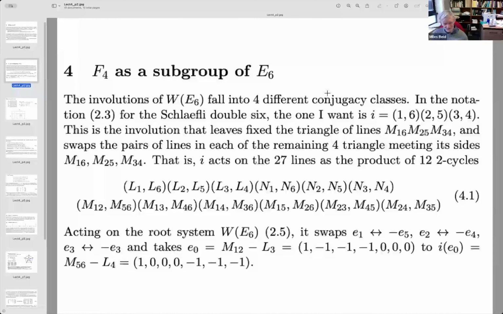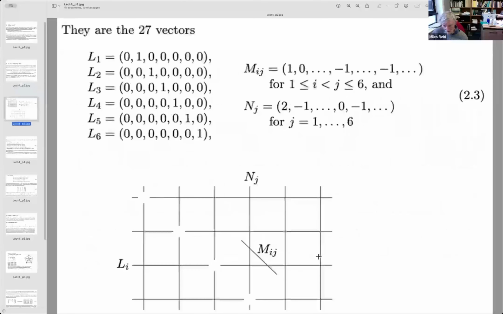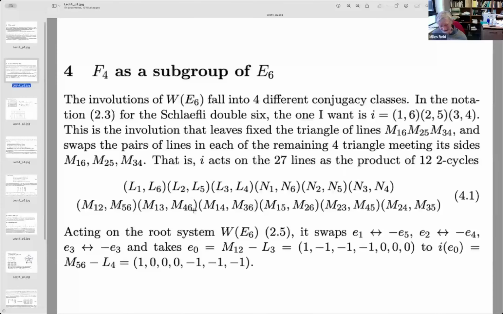I had a student visit at that time. So I'm going to take one particular double six, right? I'm taking the symmetry that swaps the L1 and the N1 and then behaves, as I say here, on all the other lines.